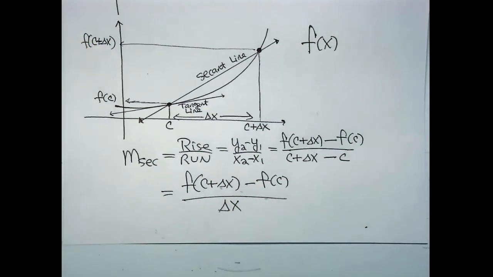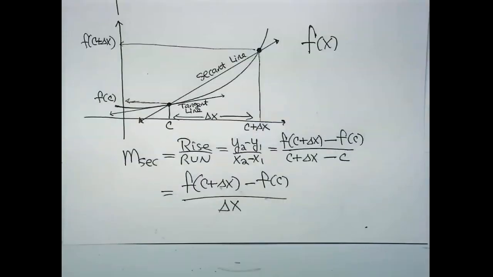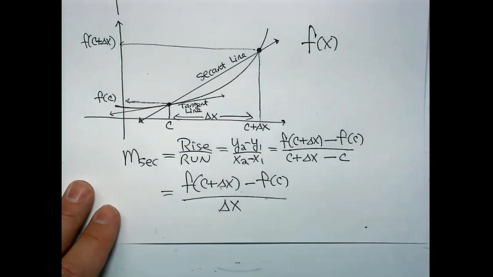So we do have a formula that represents the slope of a secant line, and we're able to compute the slope of a secant line given a specific function and given a specific c value and a delta x value. We should be able to compute the slope of a secant line. Now, it's not the secant slope that I'm so interested in. I'm more interested in this tangent slope here.